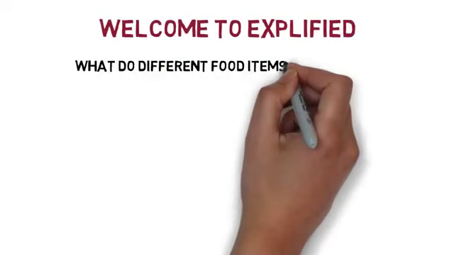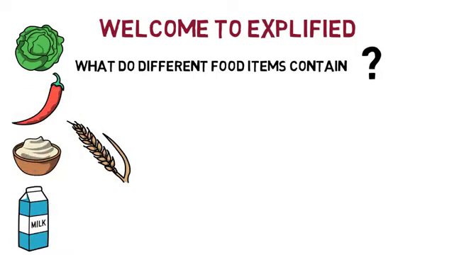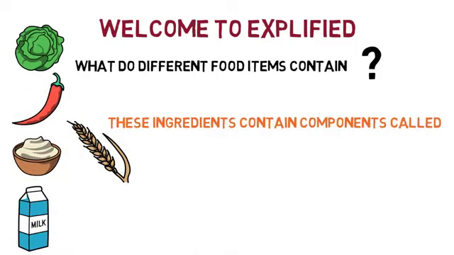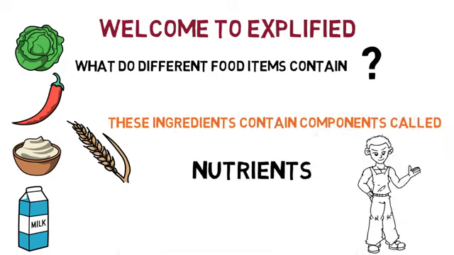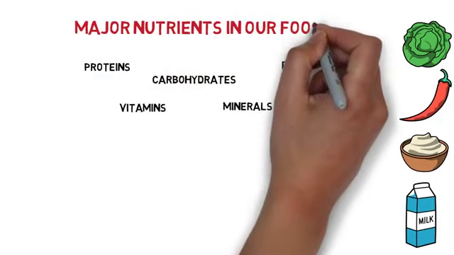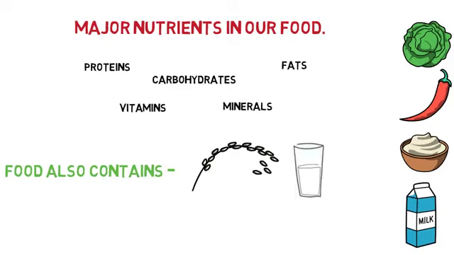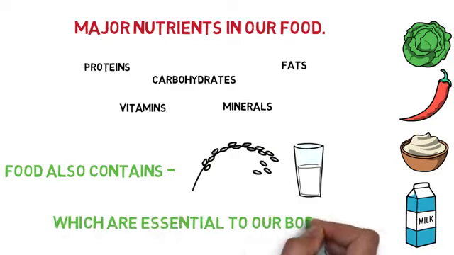What do different food items contain? Our food items contain different ingredients. These ingredients contain components called nutrients, which are needed for our body. Carbohydrates, proteins, fats, vitamins, and minerals are the major nutrients in our food. Food also contains dietary fibers and water, which are essential to our body.